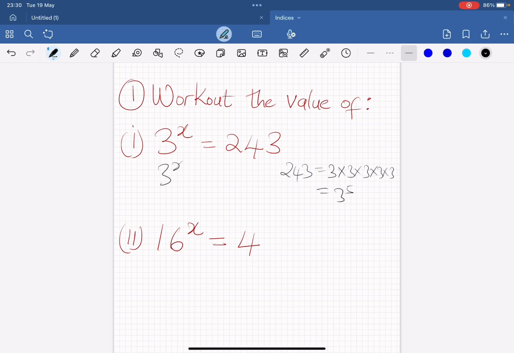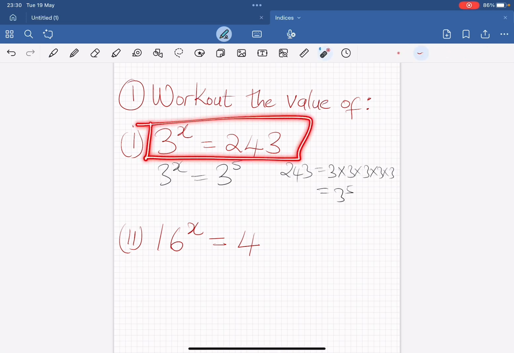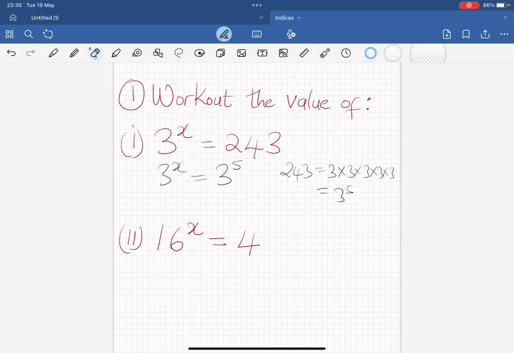Hence, we can rewrite our equation as 3 to the power x is equal to 3 to the power 5. Now, like I've just said, whenever you are given an exponential equation, the intention is to have the same bases across. Once the bases are the same, you can simply work on the powers and equate them. Hence, our x is equal to 5.